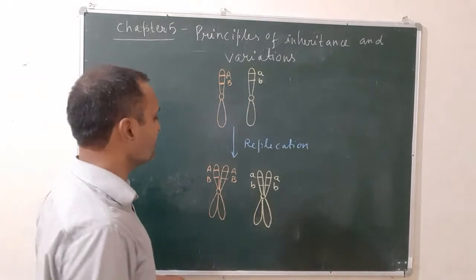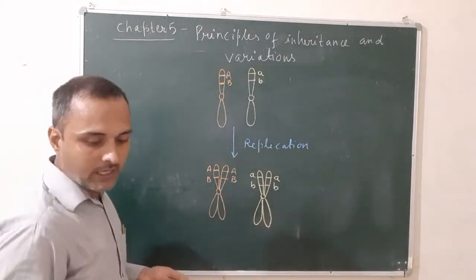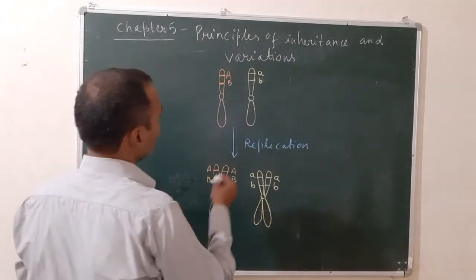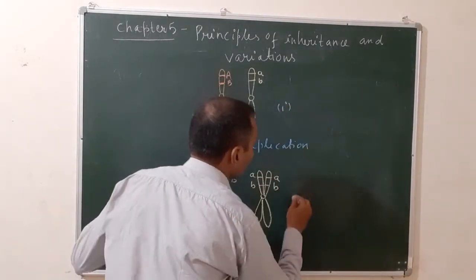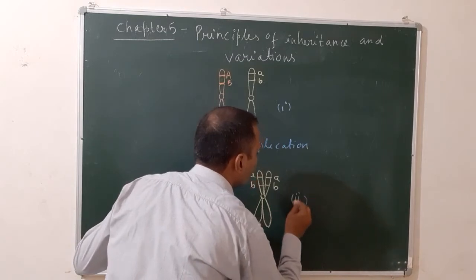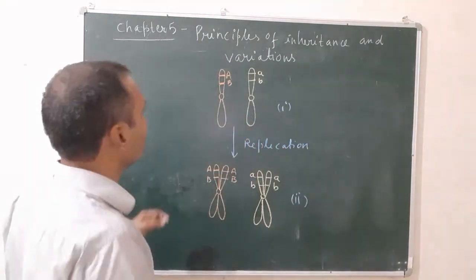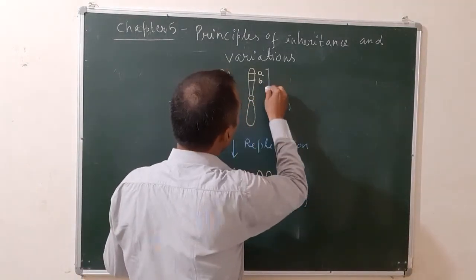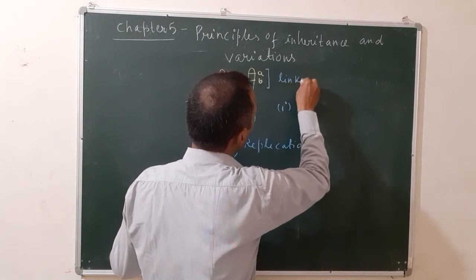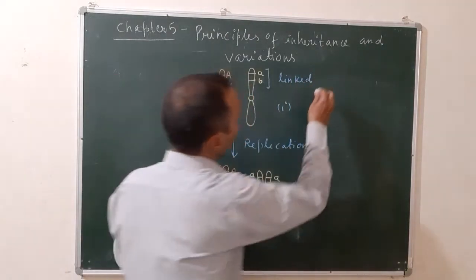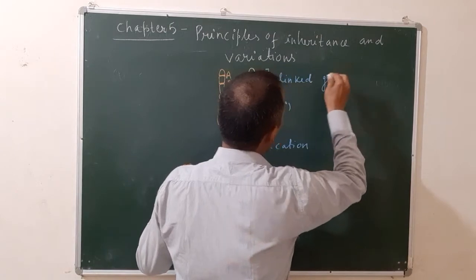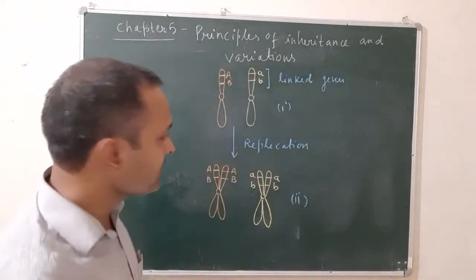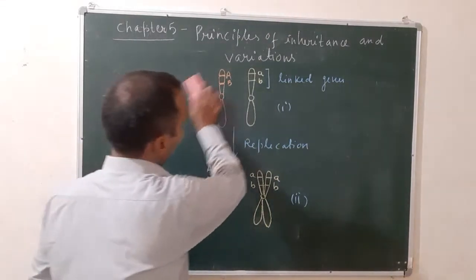I have already explained the definition. Now let us see the next diagram. We will continue downside. This is step 1 and this is step 2. In step 1, this is the pair of homologous chromosomes and these are linked genes. Why linked genes? Because they are closely located on the same chromosome. Such a pair of chromosomes is known as homologous chromosomes.